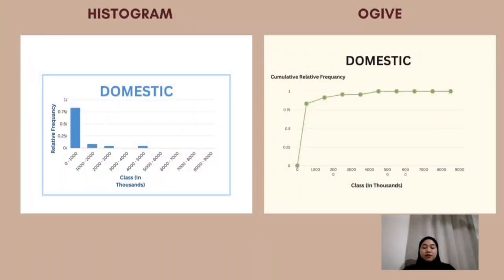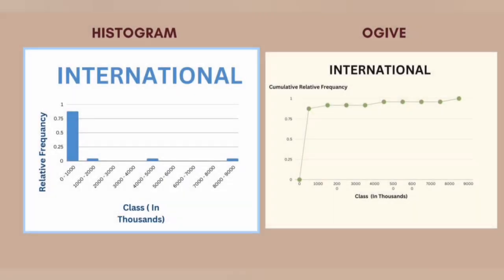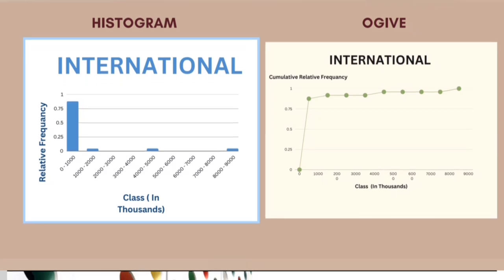So, this is the graph. I chose histogram and ogive to represent the data. Based on the graph, the relative frequency for domestic airline is decreased, while the cumulative relative frequency for domestic airline is increased. Same goes to the international airlines, where the relative frequency is decreased and the cumulative relative frequency is increased.